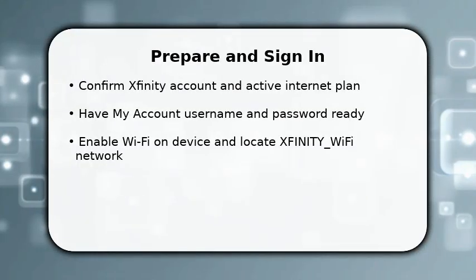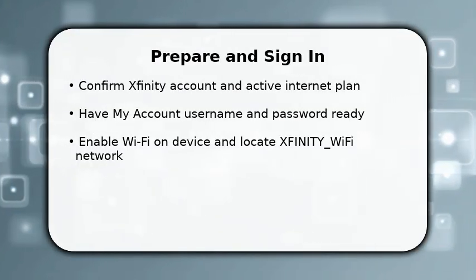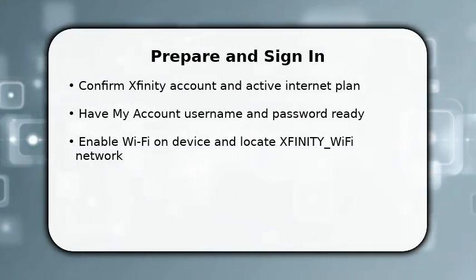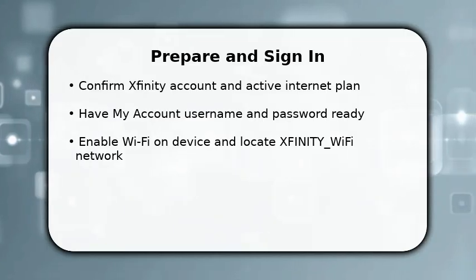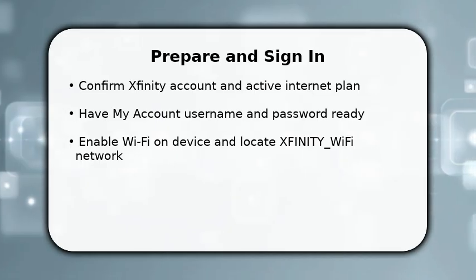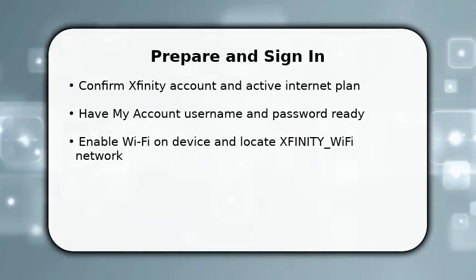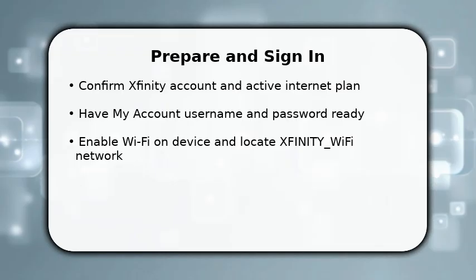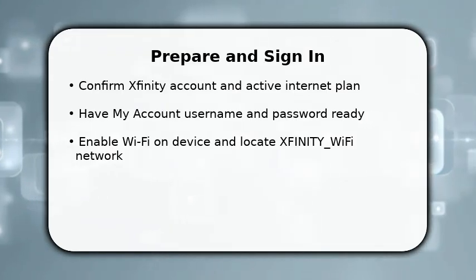You start by confirming your Xfinity account is active and that you can sign in. Once you have your My Account username and password, enable Wi-Fi on your phone or laptop and scan for SSIDs. Connect to the Xfinity Wi-Fi SSID. This is the public hotspot network that works with your account.